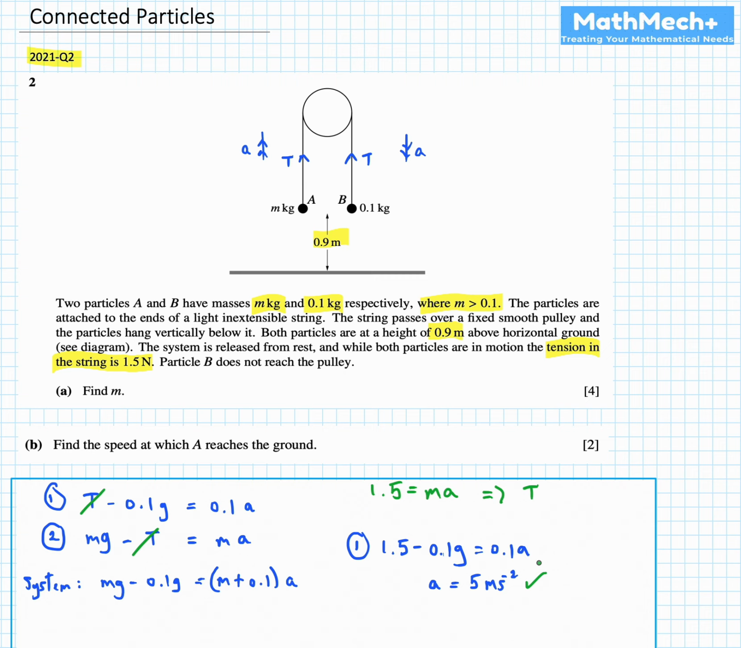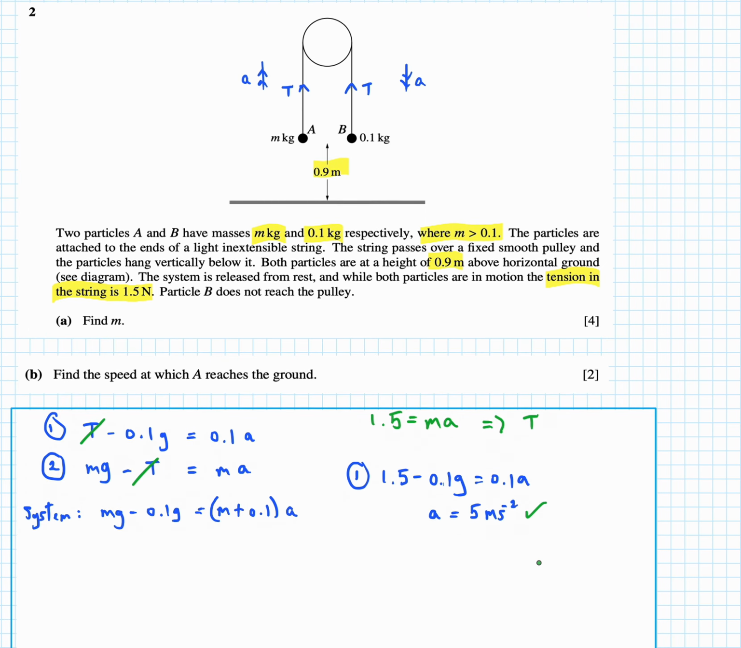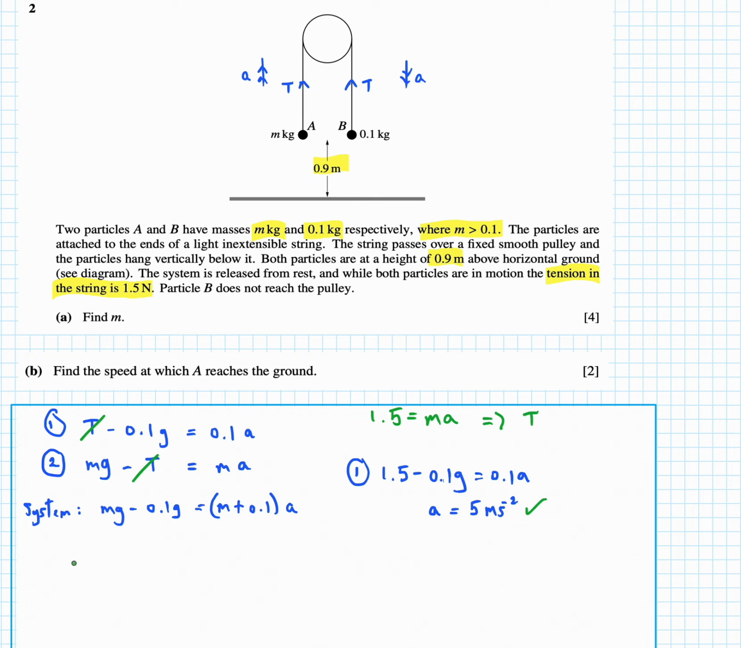From there, we can find m. We can plug that back in. So substitution. Always think of substitution. It comes up very, very often with these kinds of questions. So just write that in. So solving these simultaneously to find unknown values is really, really common. One of your main techniques. So mg minus 1.5 for T in our second equation is equal to ma, and a in this case is 5.